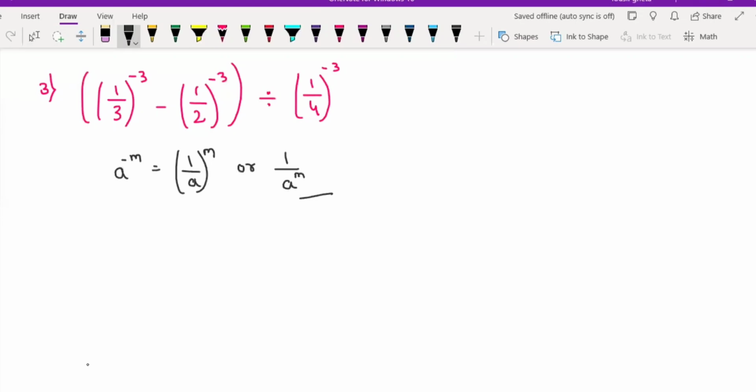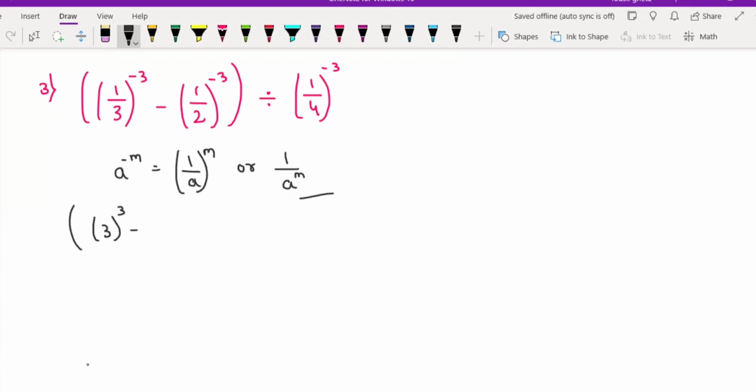So let us apply the law of exponent to our question. 1 by 3 whole to the power of minus 3 is there, so we can write it as 3 by 1. So we will just write 3 to the power of 3. Because if there is nothing in the denominator, we need to consider it as 1 itself. So if you write it or if you don't write it, both are one and the same.